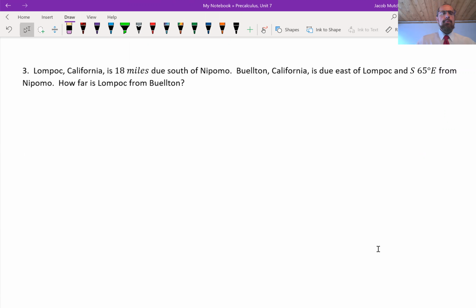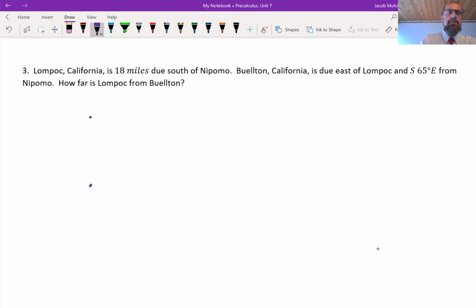Our second example is this one about 3 towns in California. We know, first of all, that Lompoc, California is 18 miles due south of Nipomo. I want to place those two cities in a diagram with relation to one another. So they're north and south, so they're vertically aligned to each other.